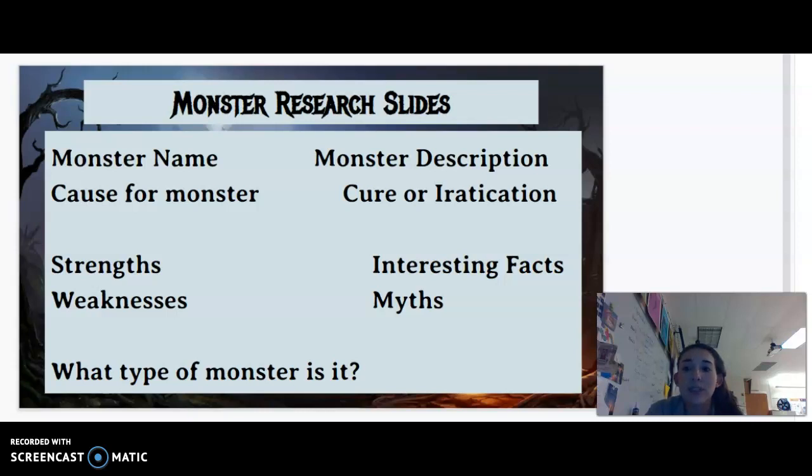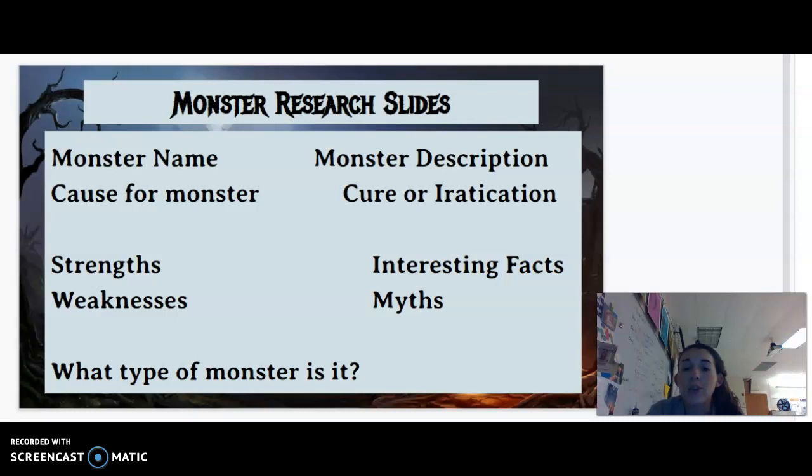Their strengths and weaknesses, so what makes them super powerful and how can we possibly defeat them, or what scares them away. What type of monster is it? So you would need to reference back to our notes that you covered previously and tell me what kind of monster they are and how you know they fit that monster stereotype. You'll have to give me a description of your monster, so some details about what they are like, how I would recognize them, where they kind of like to exist, those kinds of things.